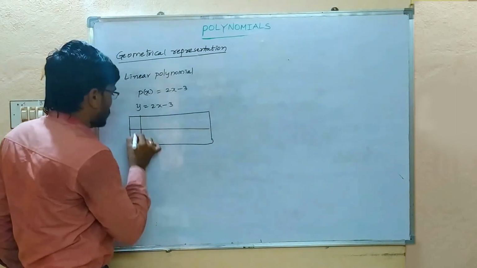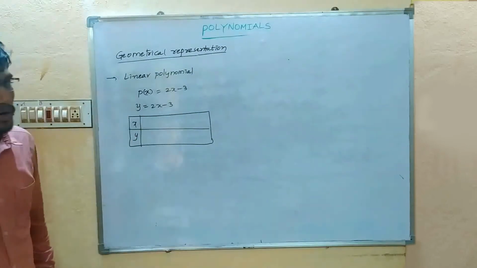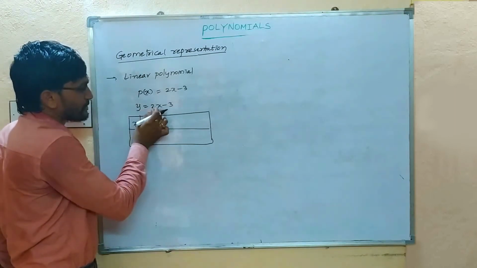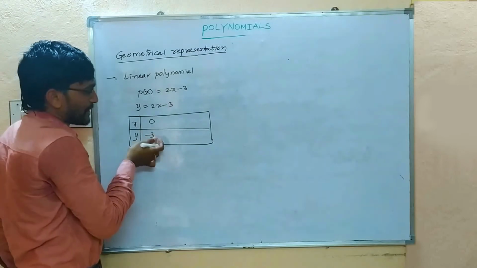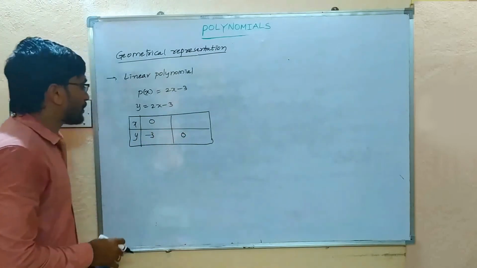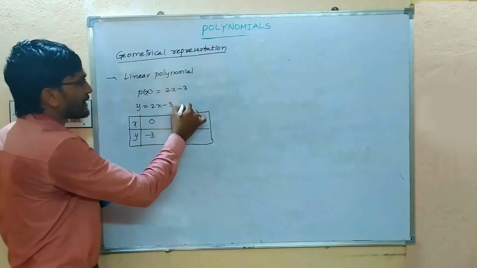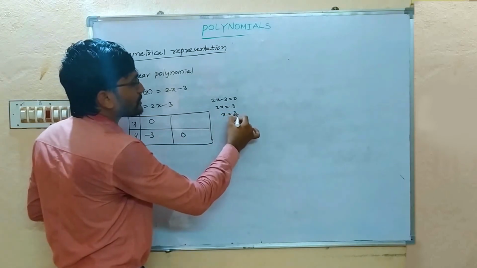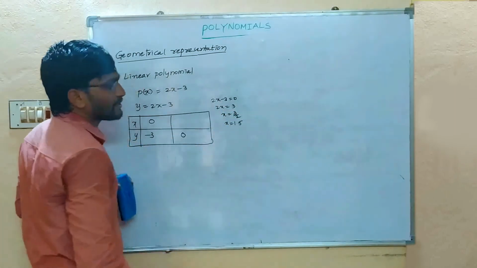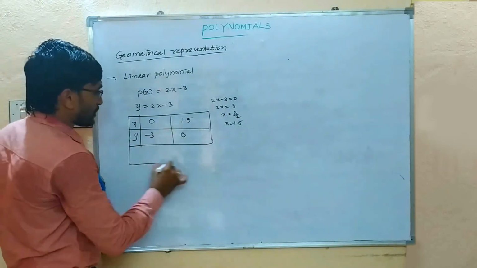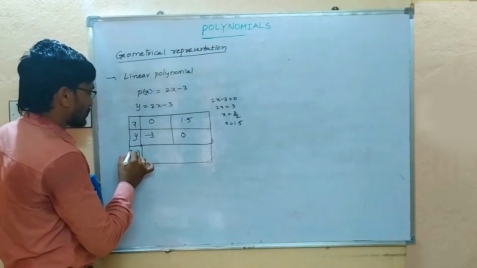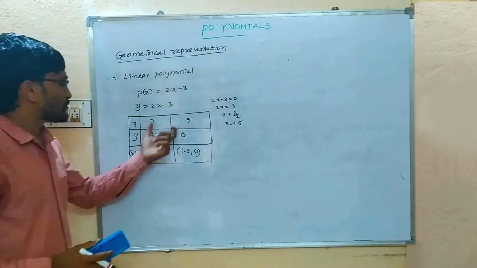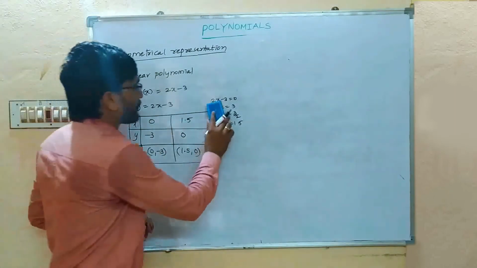Here I want to find 2 points. Suppose we put x equal to 0, then y becomes minus 3: 2 into 0 is 0, 0 minus 3 is minus 3. Now put y equal to 0. Then 2x minus 3 is equal to 0, 2x is equal to 3, x is equal to 3 by 2, which is 1.5. So I got 2 points, 0 comma minus 3 and 1.5 comma 0. By using these 2 points we can draw a graph.